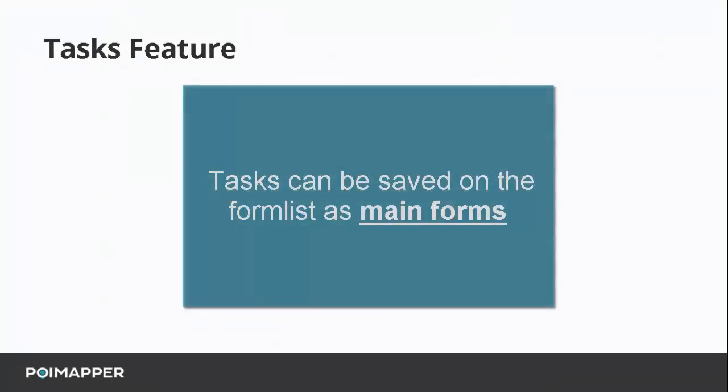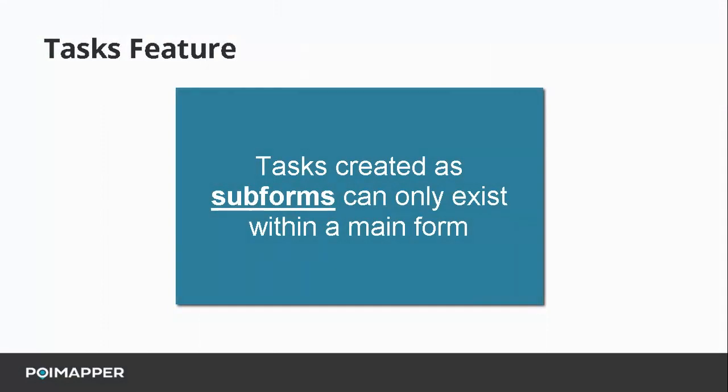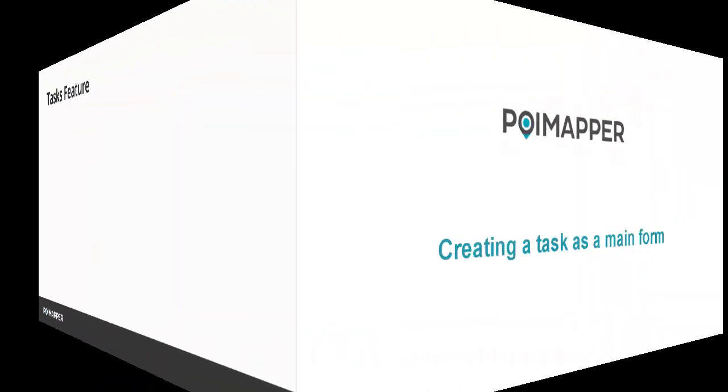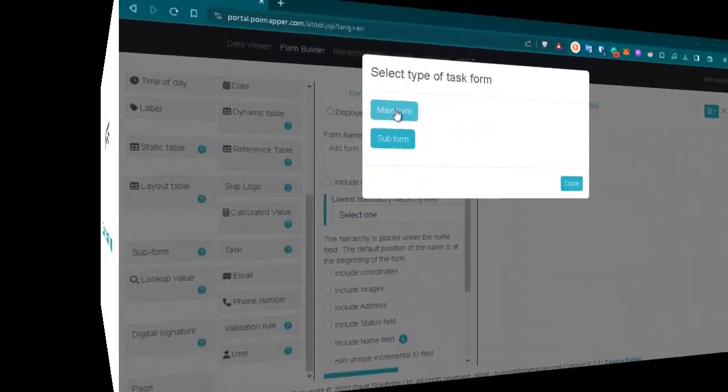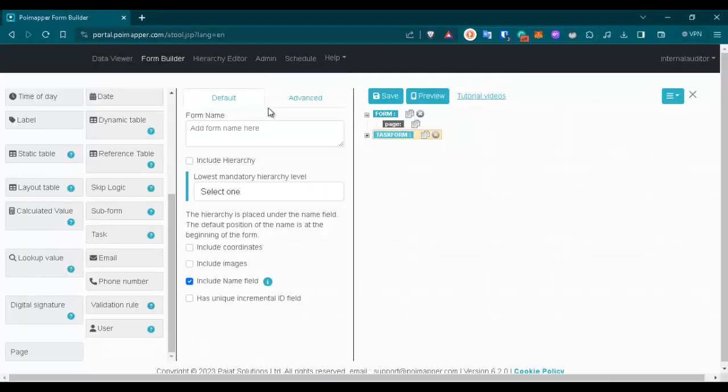When a task form is created as a main form, it will be displayed on the form list like other main forms. It is not linked to any other form in the form list. If it is created as a subform, users can only interact with it if it exists within a main form. Let's create a task as a main form.